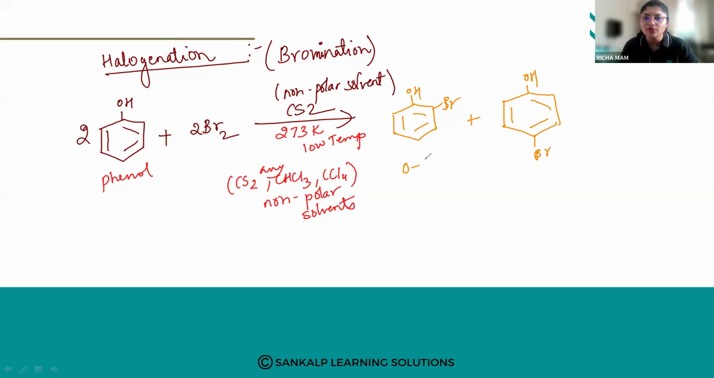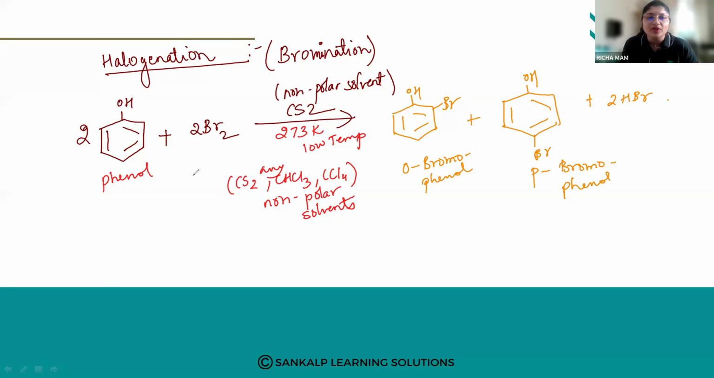Orthobromophenol and parabromophenol, plus 2 HBr. So this is bromination at a very low temperature.